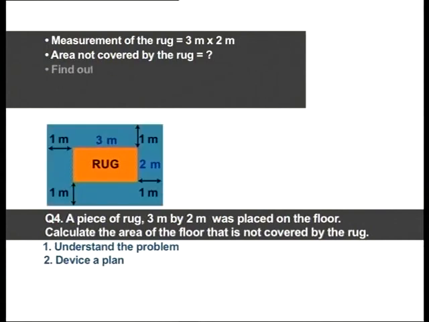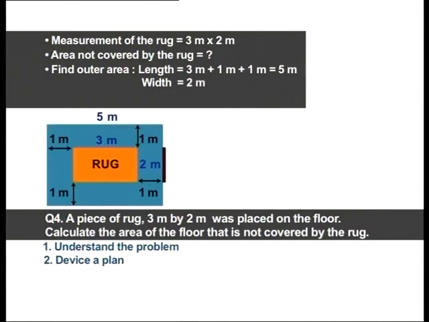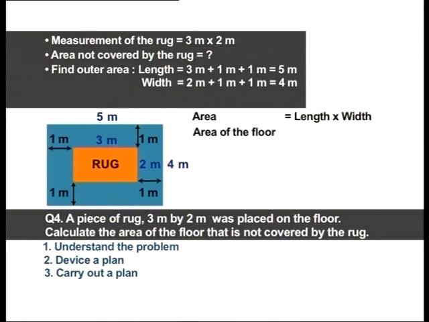Second, devise a plan. Find the length and the width of the outer area. To get the length, 3 meters plus 1 meter plus 1 meter equals 5 meters. The width, 2 meters plus 1 meter plus 1 meter equals 4 meters. Third, carry out a plan. Use the formula of area. Area equals length multiplied by width. Area of the floor, 5 meters multiplied by 4 meters equals 20 meters square.